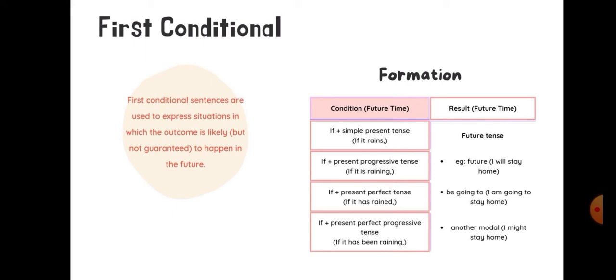Example, simple future tense, that is, I will stay home. Be going to, that is, going to be present progressive: I am going to stay home, but it is referring to the future time. Another modal, that is, I might stay home.